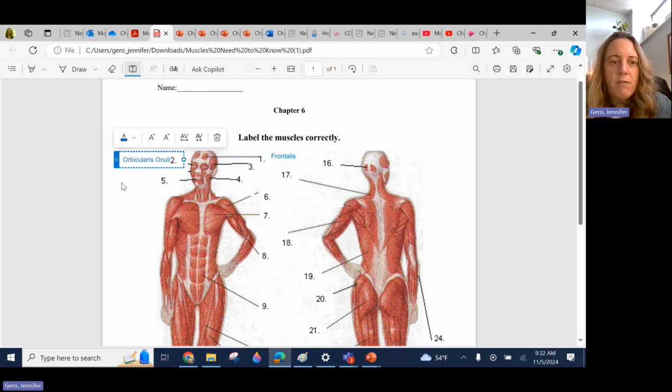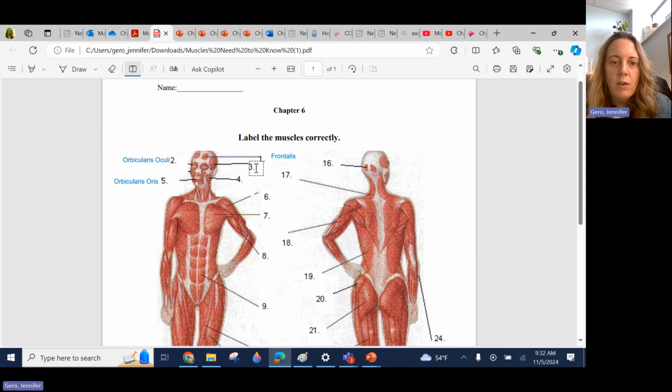I'm going to jump down to number 5 just because we just talked about it. So this would be the orbicularis oris. If you think about oral, referring to the mouth, OR, so oris, circular muscle, which is going around the mouth.